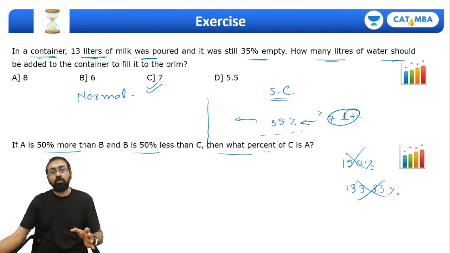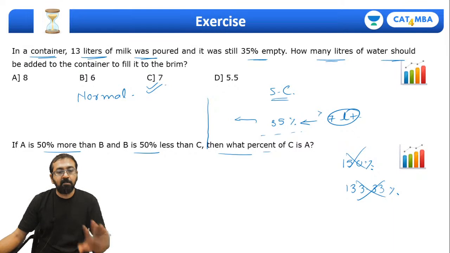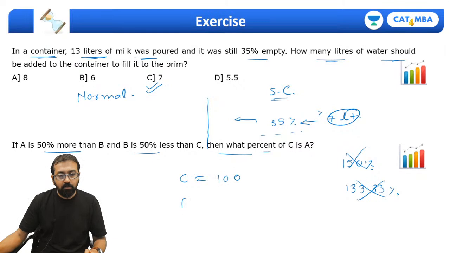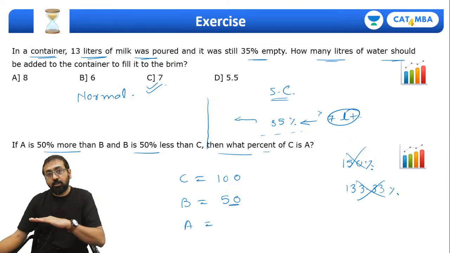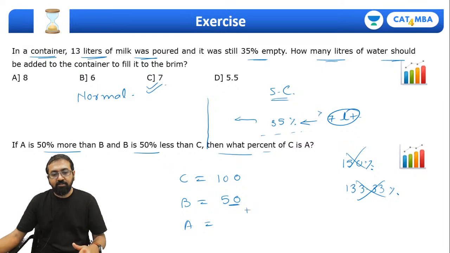So if you don't want to commit a mistake in such questions, the simple way is to start with C, because B is dependent on C and we can assume the values over here because all the data are in percentage. So let's assume C as 100. So B is 50% less than C, so B should be 50, and A is 50% more than B, so B is 50. What is 50% of 50? It's 25. Add 25 to that, so we'll get A as 75.